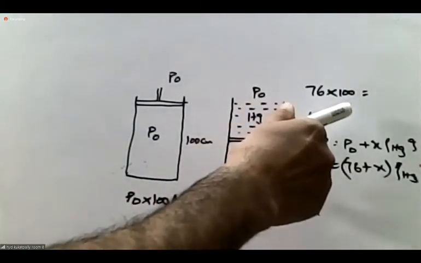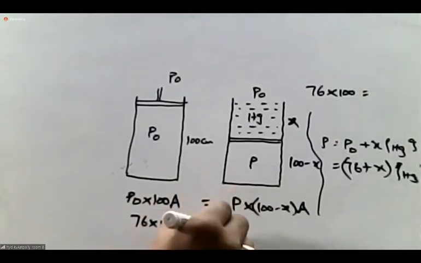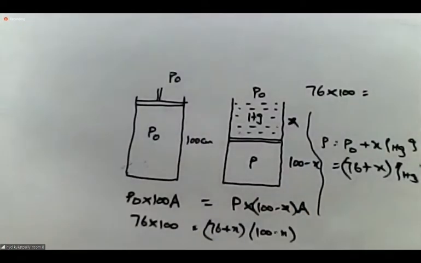So rho mercury into g is on either side. So I will show here only 76 into 100 is equal to 76 plus X into 100 minus X. Just solve for X. 24 centimeters. Public, got the answer?